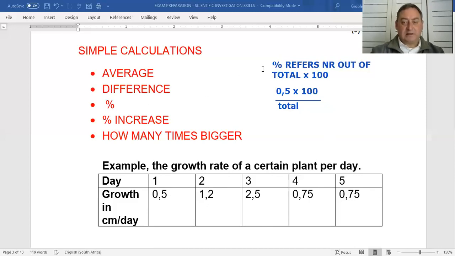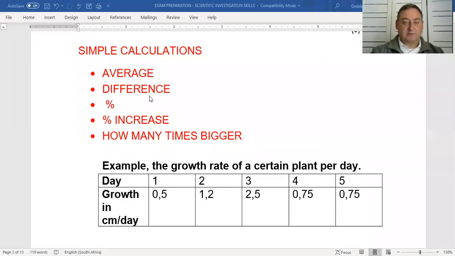Now, a question that they love to ask in life sciences, and I find most learners get it wrong, is when they calculate percentage increase or decrease. And you do both in the same way. Let's look at increase. Doesn't matter if it's increase or decrease, but you must have the starting point. Let's say they ask you, by what percentage did the plant increase in growth from day 2 to day 3, what is the percentage increase? The percentage increase in growth from this day to this day. By what percentage did it increase?